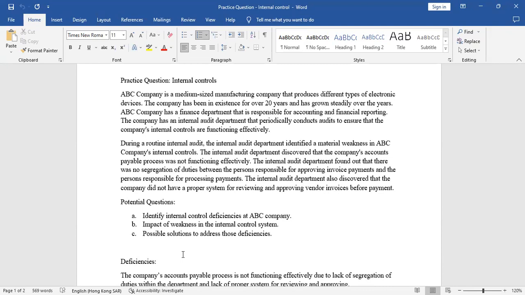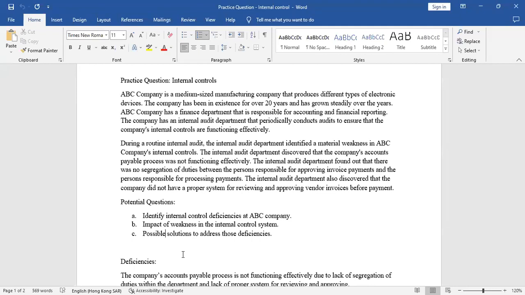ABC company is a medium-sized manufacturing company that produces different types of electronic devices. Now, this information is important, but it is not telling me anything about internal controls, so you can keep that aside. You do not necessarily need to highlight each and every piece of information, which I forgot to mention in my previous video on the guide to answering internal control questions. Just highlight what you think is important. Not everything is important. If you think everything is important, then I would suggest that you work on understanding what things would be important. All right, so let's continue reading the case study.